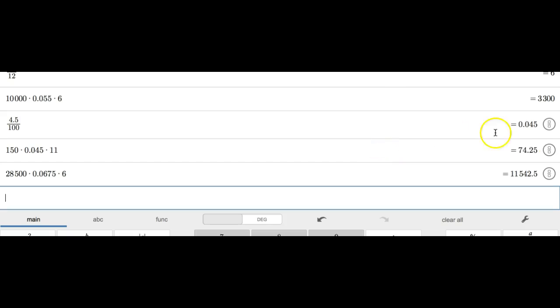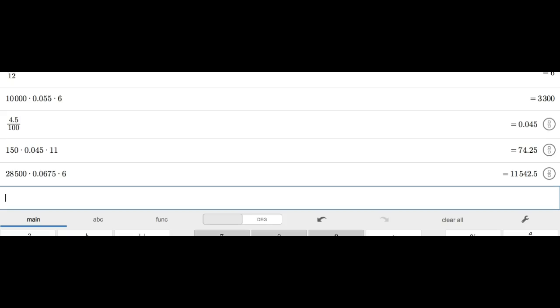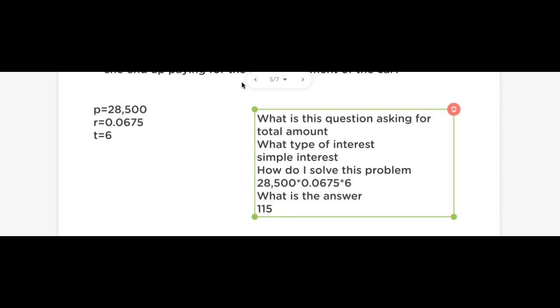And there's your answer. In interest, she is going to pay $11,542.50. Okay, and that would go under that last spot. What is my answer? $11,542.50. I'll put my comma right there. That's what she's paying in interest.